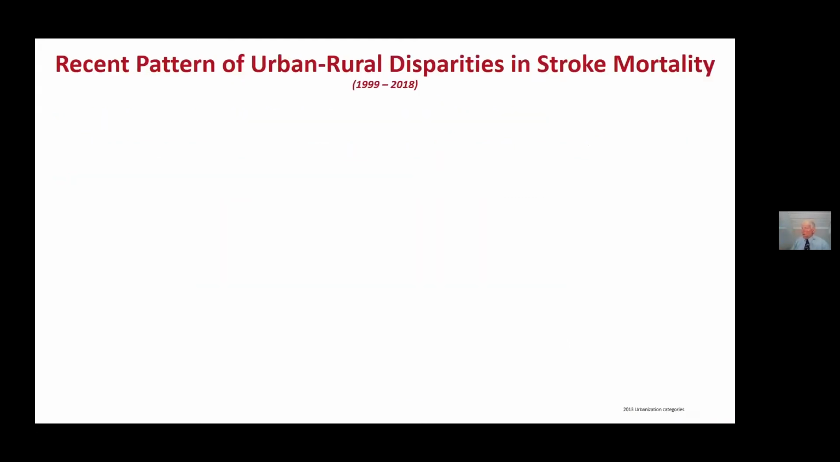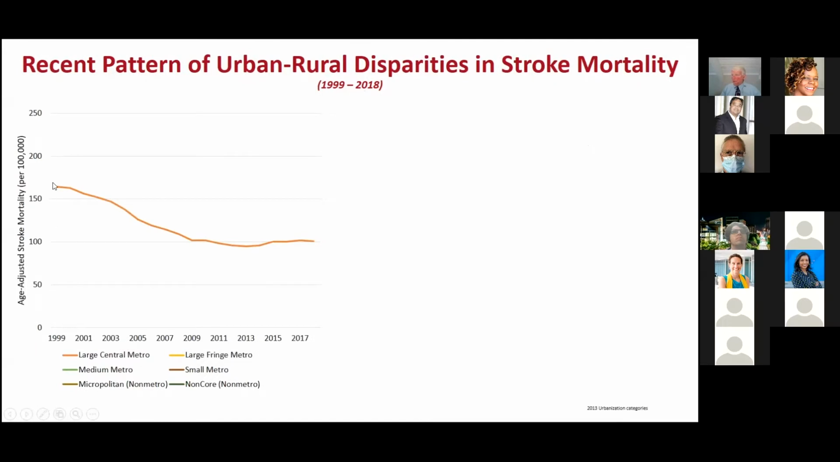So what I'd like to do now is change gears a bit and look at a different disparity in stroke. Now we're shifting to urban-rural disparities instead of racial disparities. Same kind of game, going to do exactly the same thing again. And if we do that, here is the stroke mortality in the most urban areas, the large central metro counties. And if you compare that to the large fringe metros, you see almost no difference.